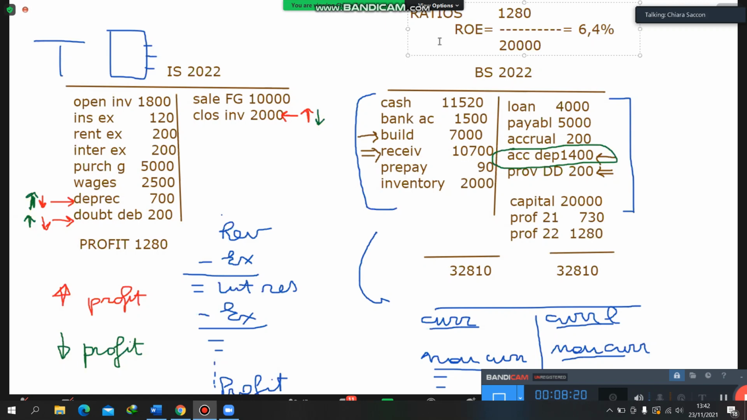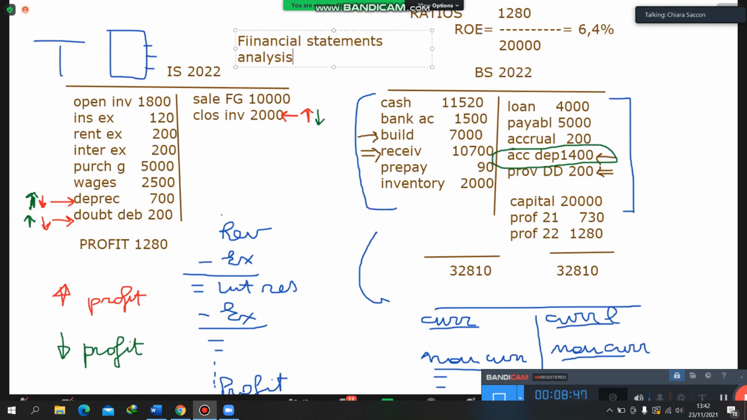Then we have, for example, you will see all this analysis of the financial report in a specific course. You will have it in the second year, which is called financial statement analysis. So financial report analysis. Okay, you will see it.